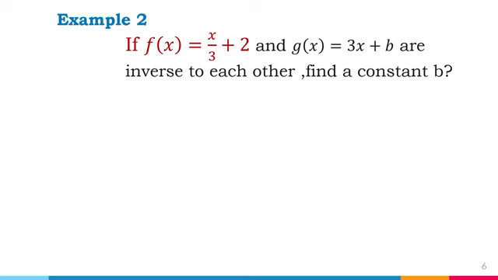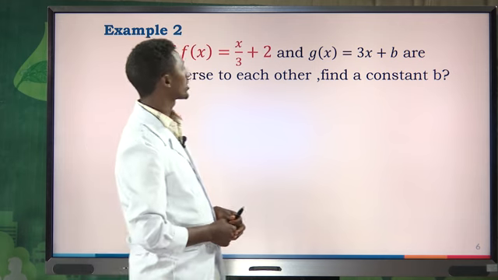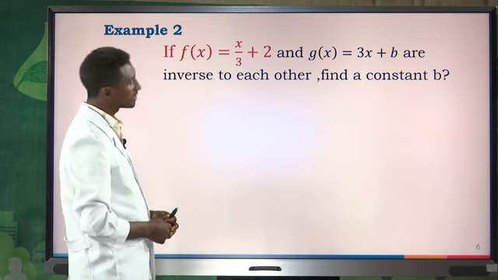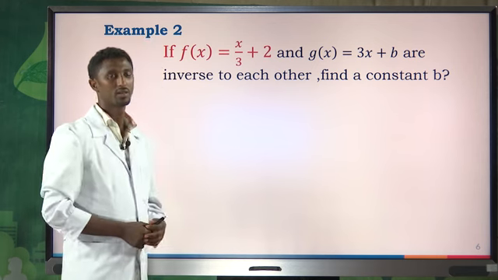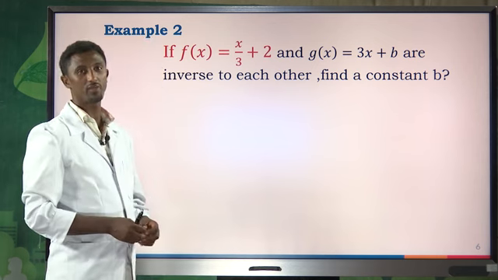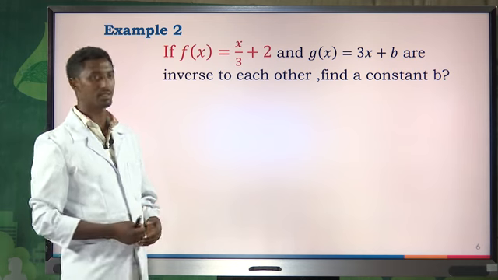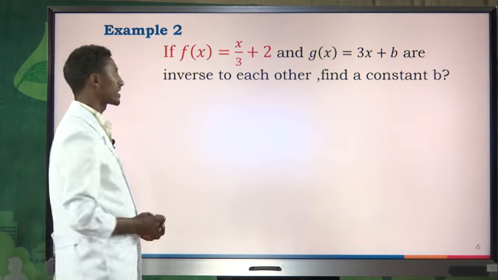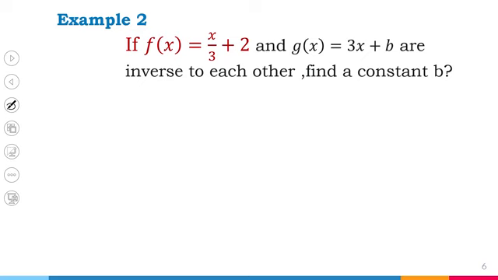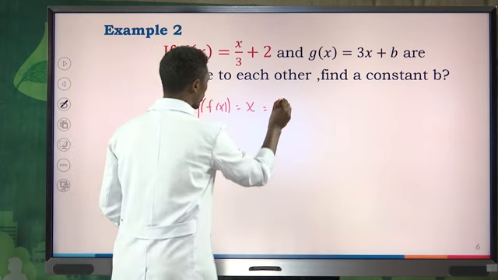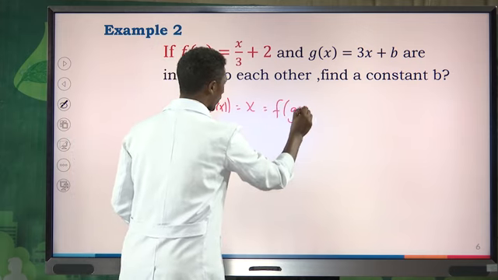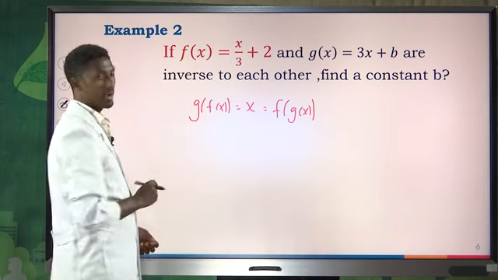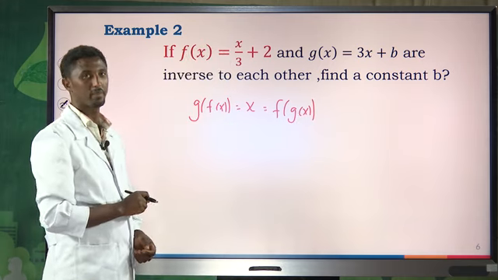Then example 2: if f of x equals x over 3 plus 2 and g of x is 3x plus b are inverse to each other, then find the constant b. If the two functions f of x and g of x are inverse to each other, what is the property of inverse functions? The composition g of f of x equals the identity function, that is x, and this is also equal to f of g of x. By applying this property, we can find the constant b.